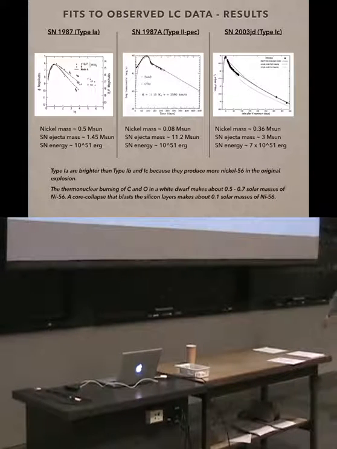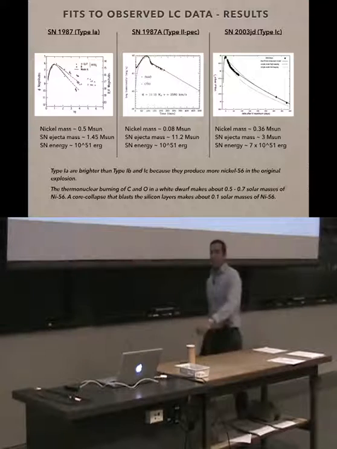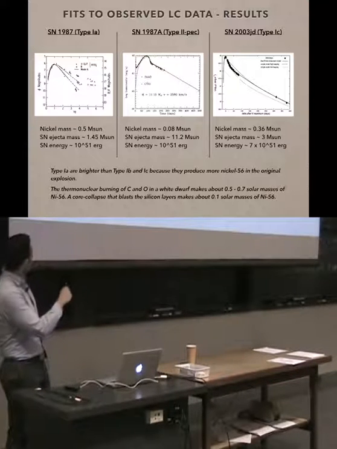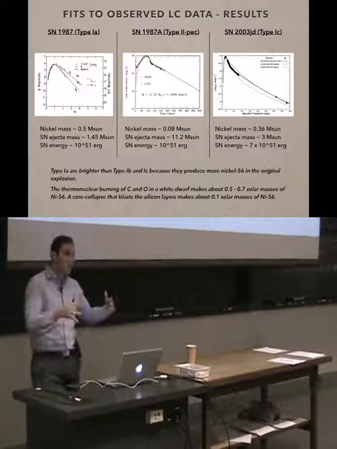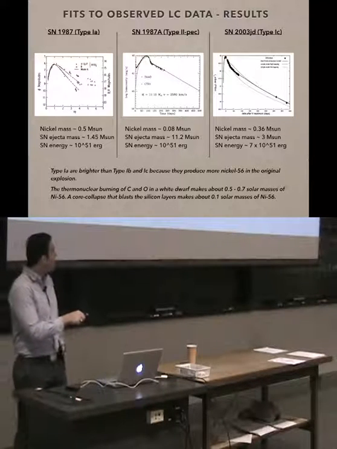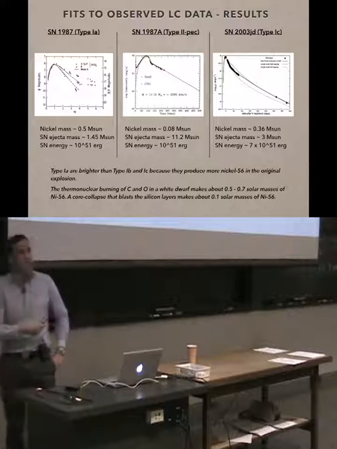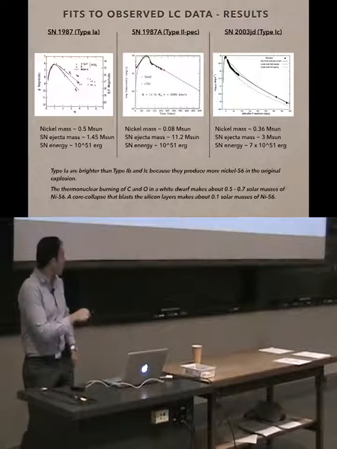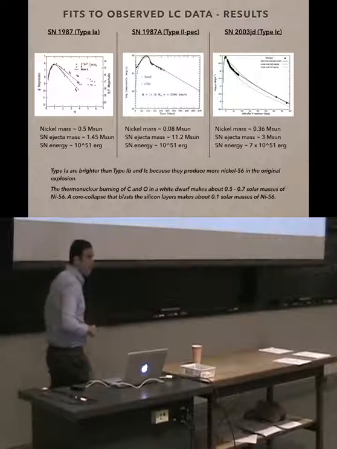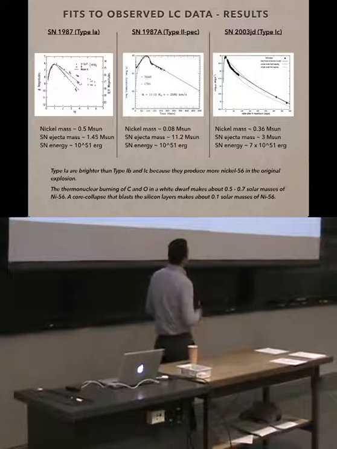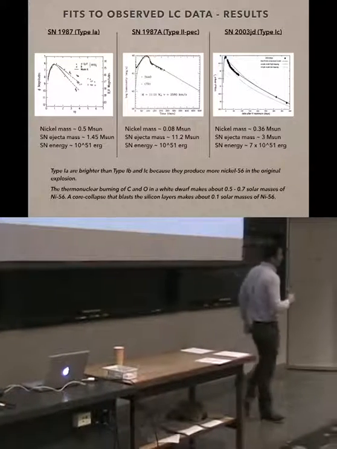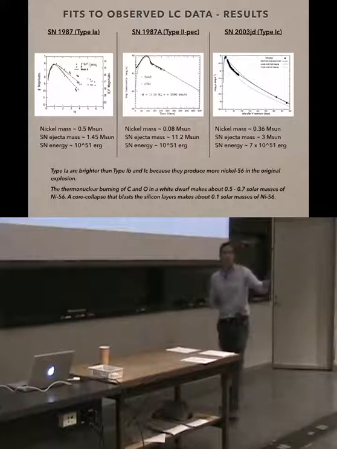They just make more radioactive material that powers them to a brighter peak. And the thermonuclear burning of carbon and oxygen of white dwarfs in type 1A supernova typically produces 0.5 to 0.7 solar mass of nickel. While in typical core collapse supernovae, you'll likely get 0.1. Except in some cases, we get superluminous supernovae, which I'm going to come to later. But those are rare events.